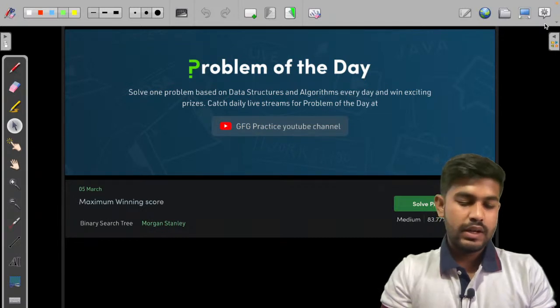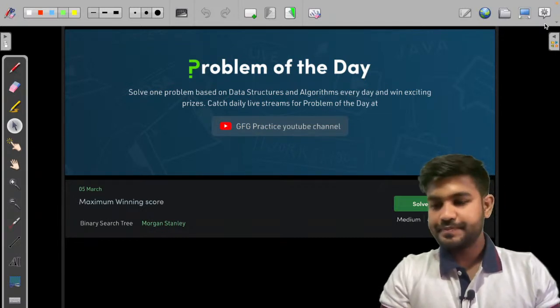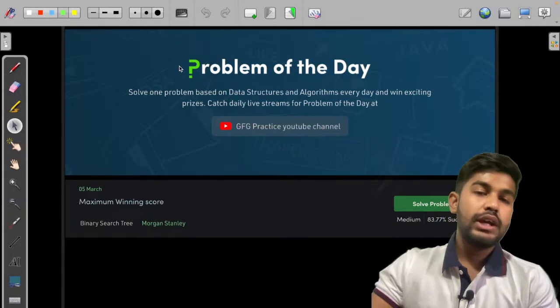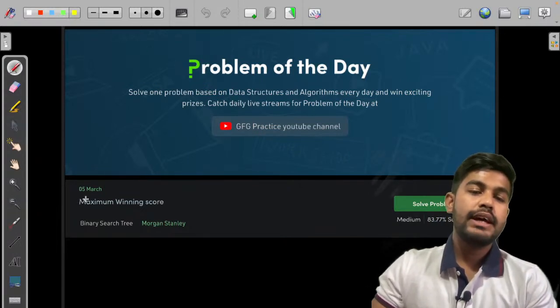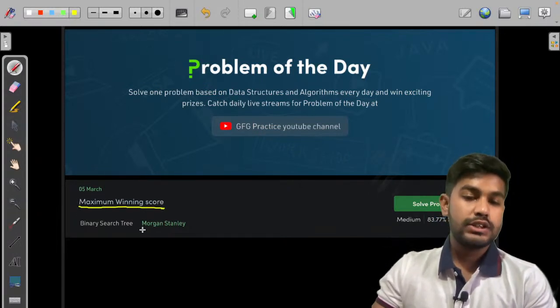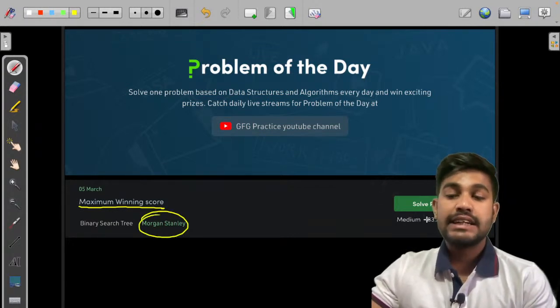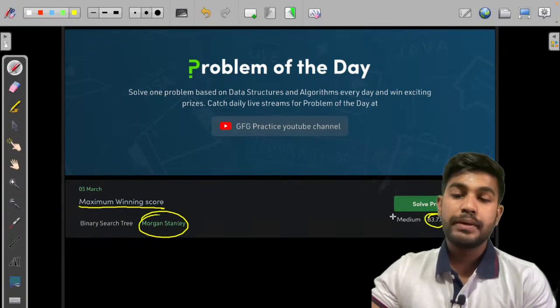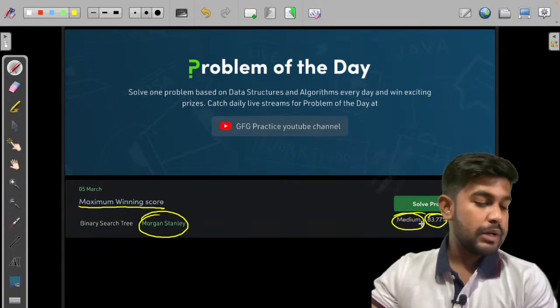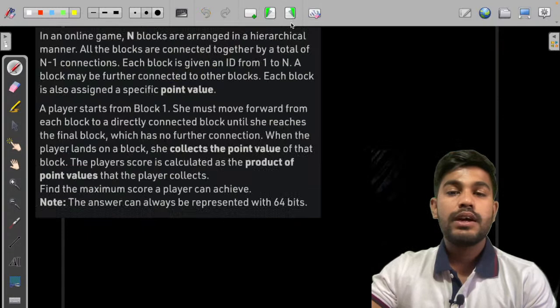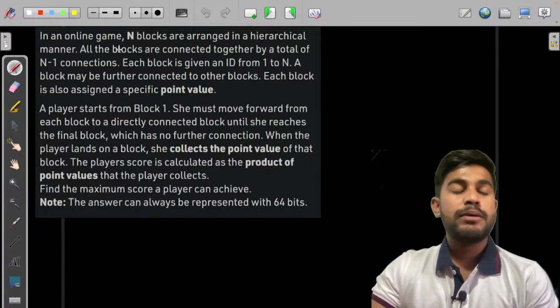Okay, so let's start. Today we would be doing yesterday's problem of the day, that is maximum winning score. This problem appeared in Morgan Stanley and has a success percentage of 84%, and this is a medium level problem. Thanks a lot Aditya. Okay, so let us read and understand the problem statement.